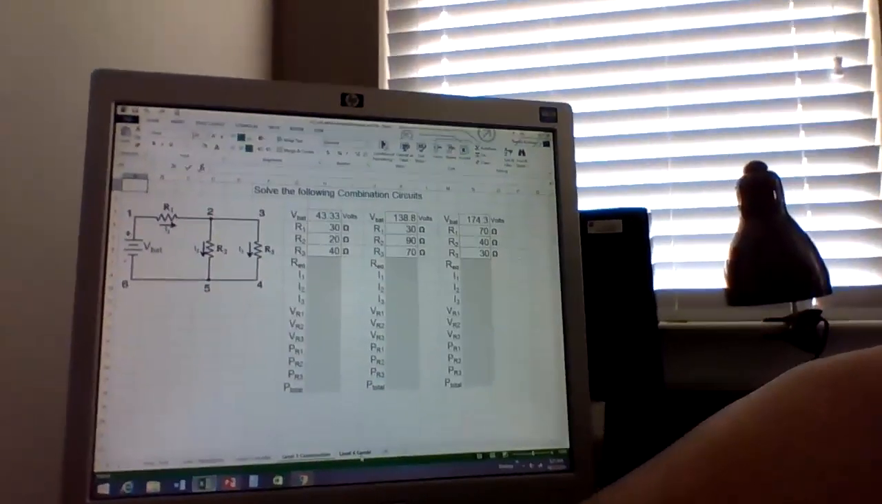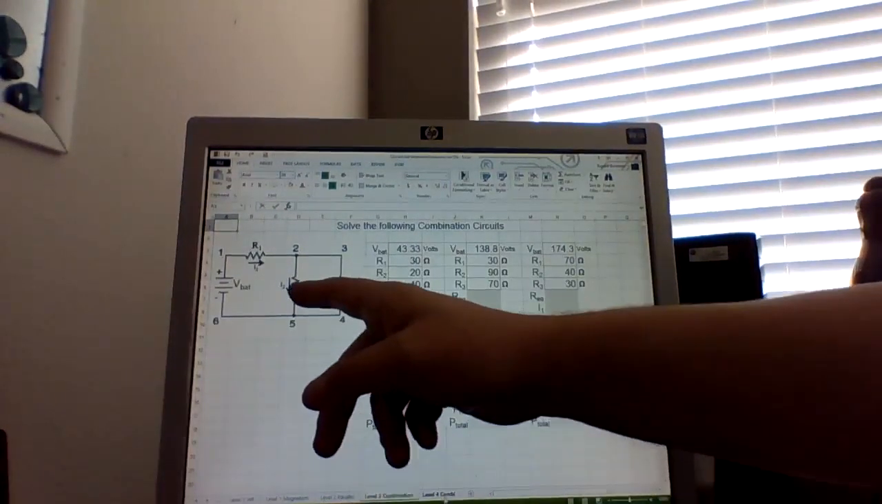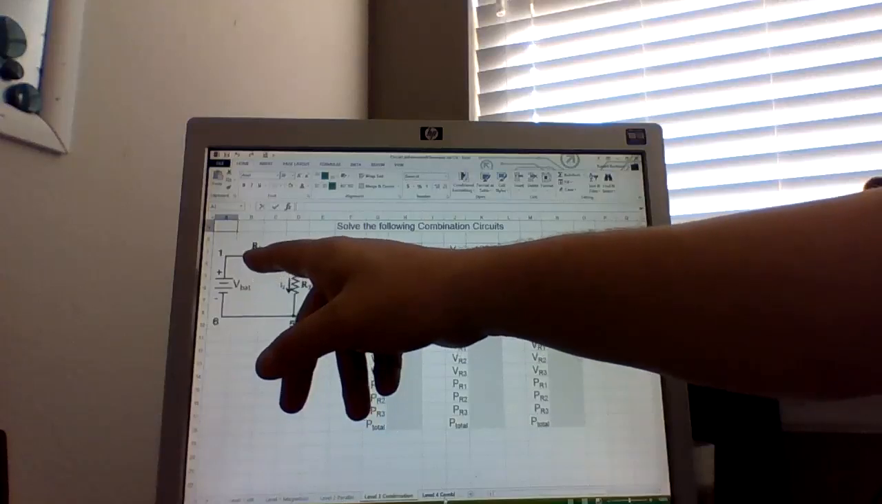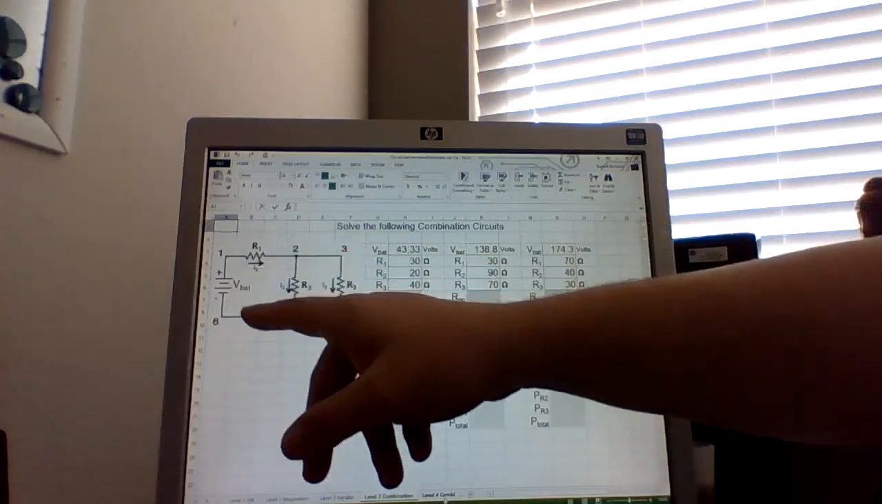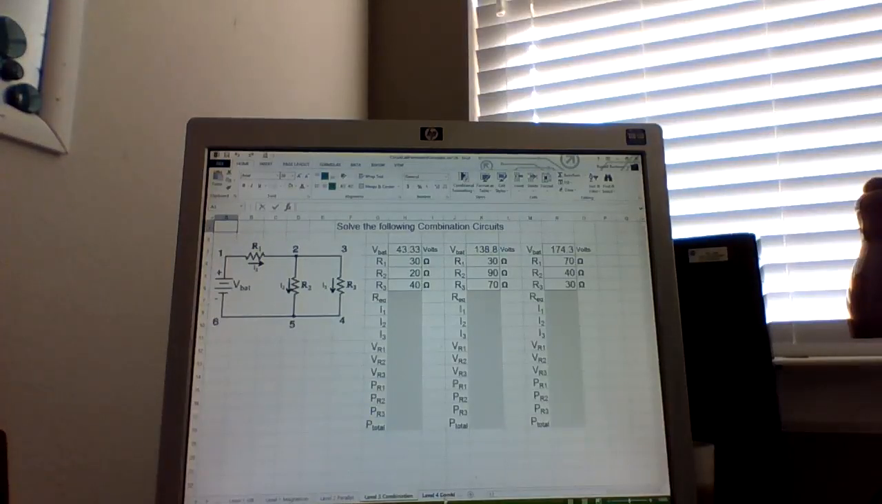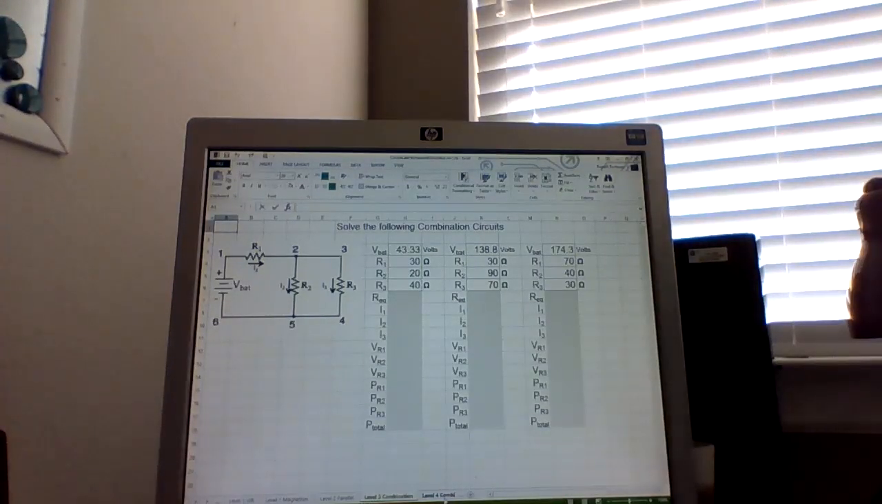So you'll notice here that for the combined circuits, we've got R1 here, R2 and R3. R2 and R3 are what to each other? Are they series to each other or parallel to each other? Please type in the answer.